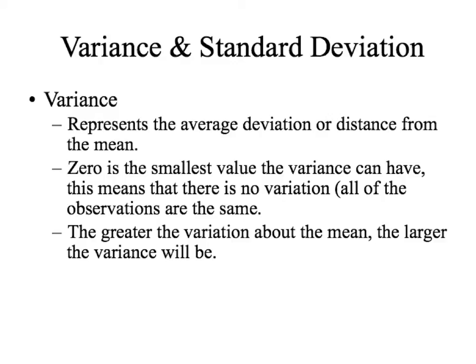0 is the smallest value that the variance can have. This means that there's no variation. So all the observations are the same. All the respondents gave the same answer. The greater the variation about the mean, the larger the variance will be. So the more difference there is in the way that people respond, the higher your variance will be.